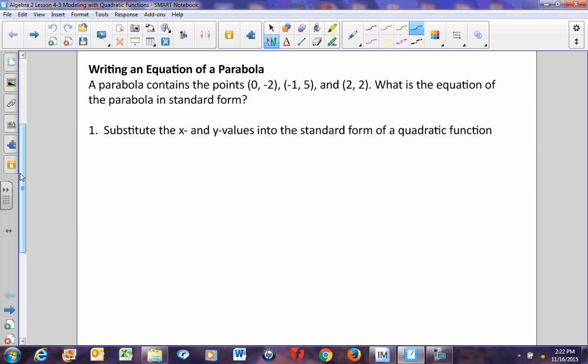The first thing you're going to do is substitute the x and y values into the standard form of a quadratic function. Remember, the standard form of a quadratic function is y equals ax squared plus bx plus c. If we're given a point, let's say (0, -2), that means 0 is the x value and -2 is the y value. Knowing that, I can substitute in 0 every time I see x, and -2 every time I see y.